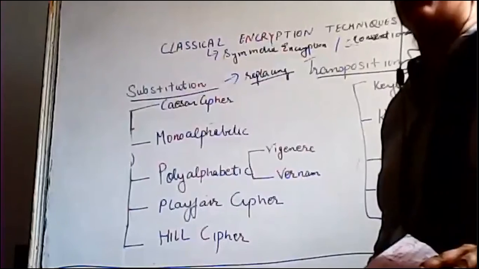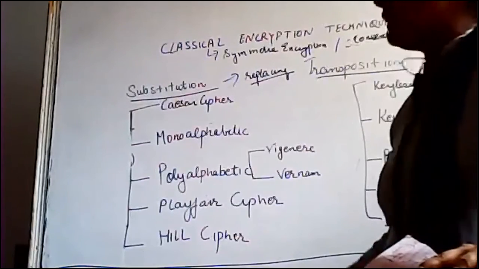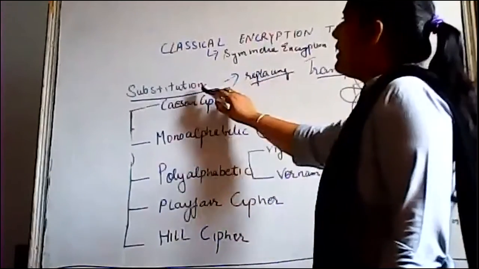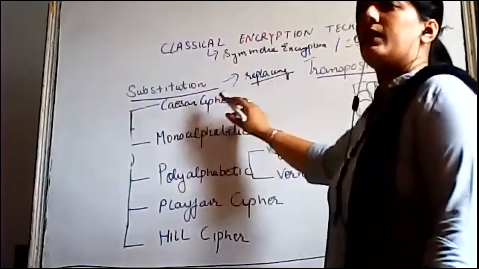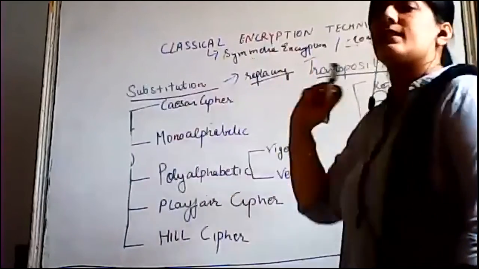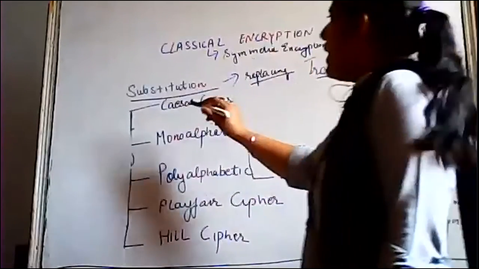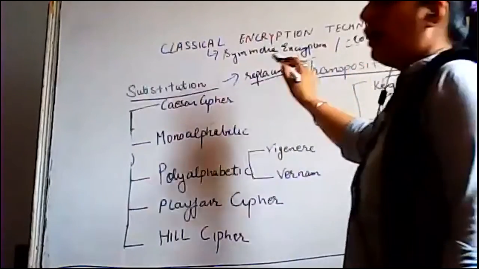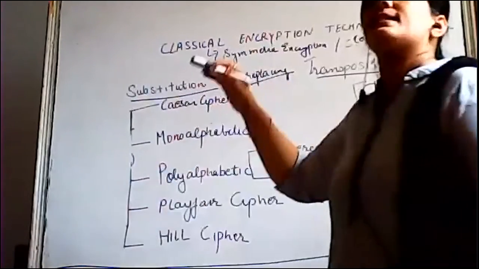I just want to give you a brief introduction: in order to implement classical encryption techniques, we require two methods. There are two tools defined under this classical encryption technique. One is the substitution method, and another one is transposition. Substitution means you are replacing something.